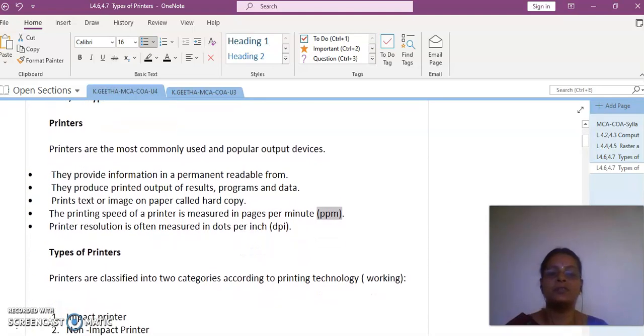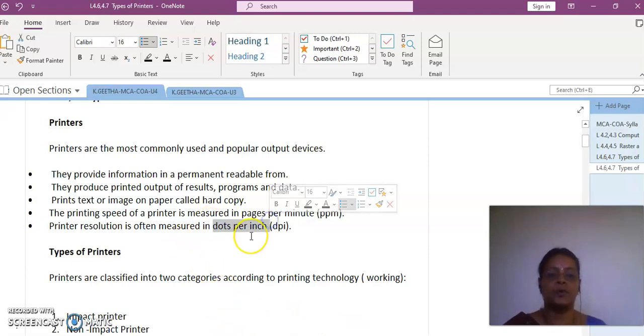And coming to the resolution of the printer, like how we have discussed resolution for the visual display unit, we also have resolution to be measured for the printer, which is usually measured in dots per inch. So if in a given inch area more dots are there, then the resolution is going to be high, and the quality of the printed text or character will be enriched. So it helps to increase the resolution of the printer.